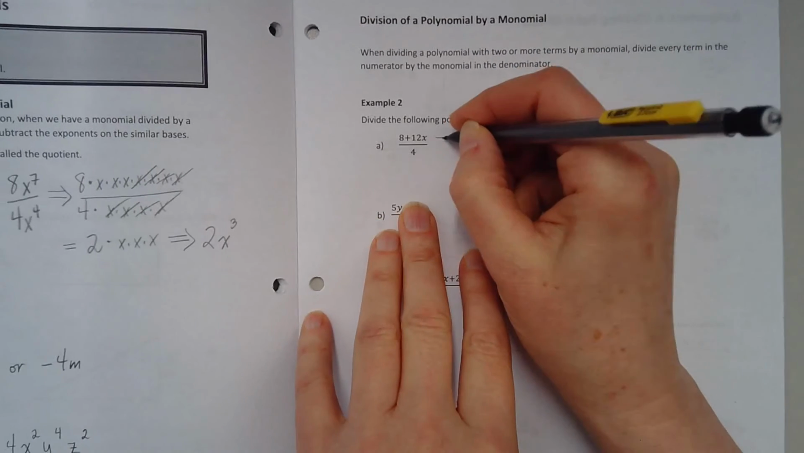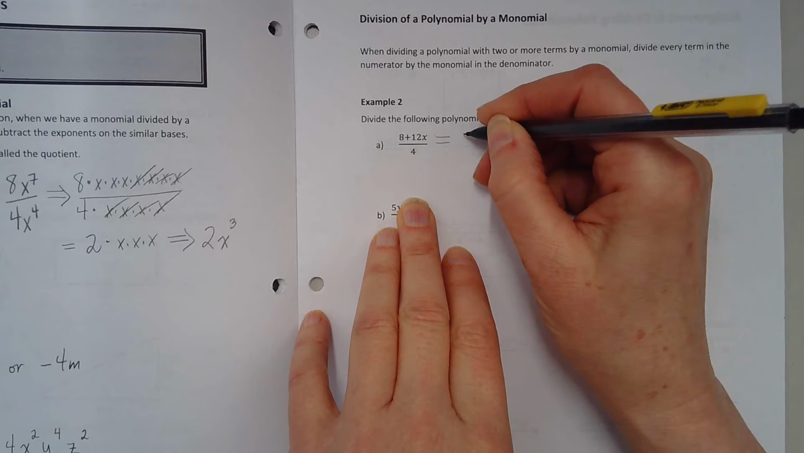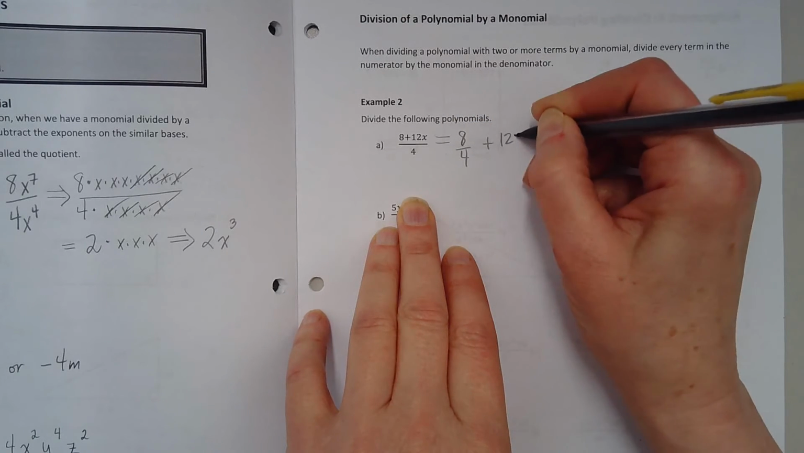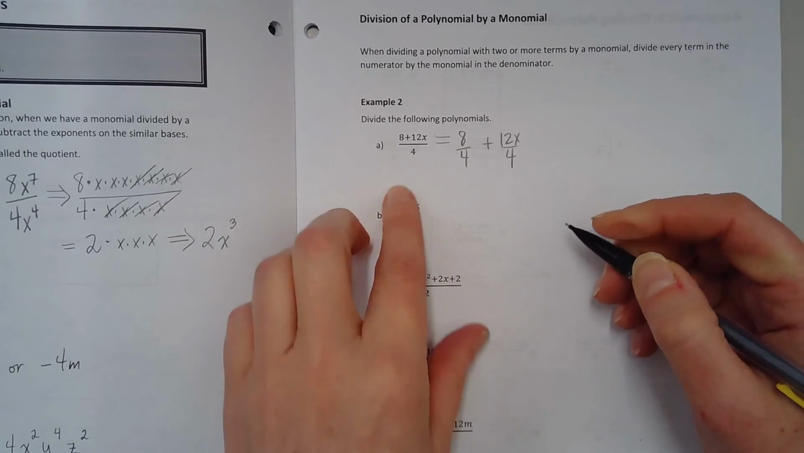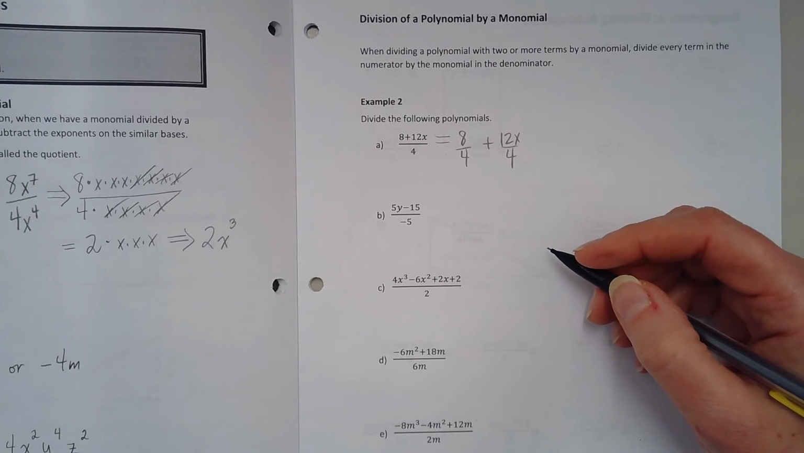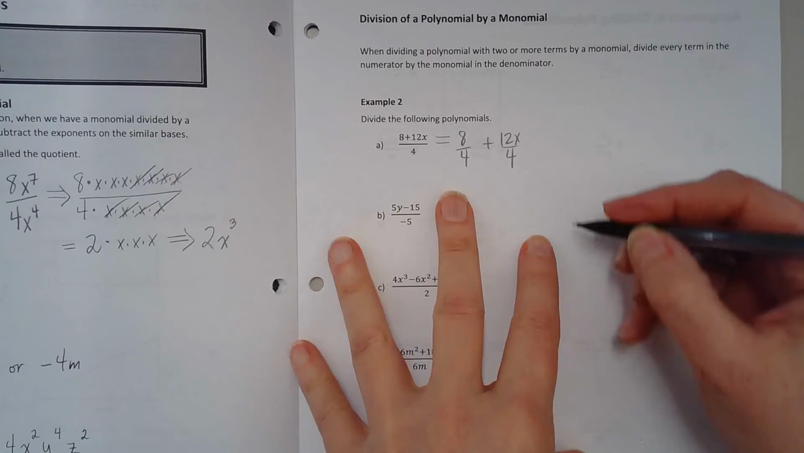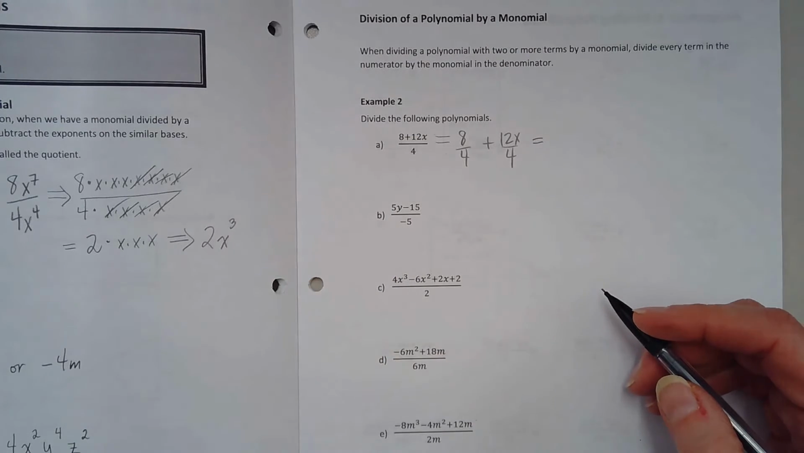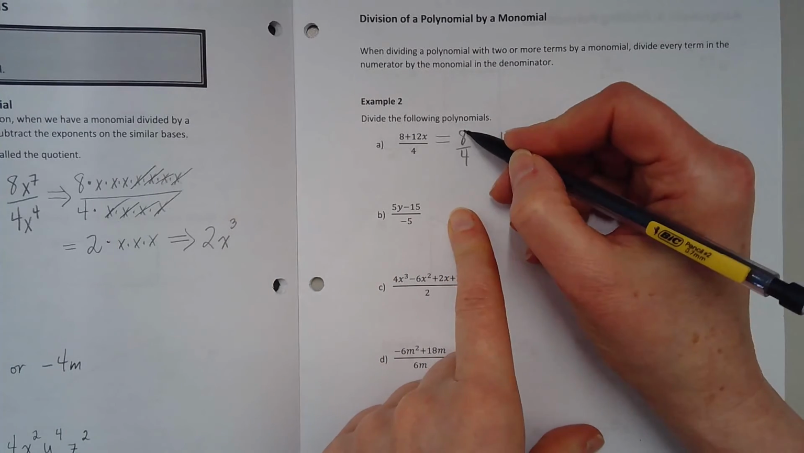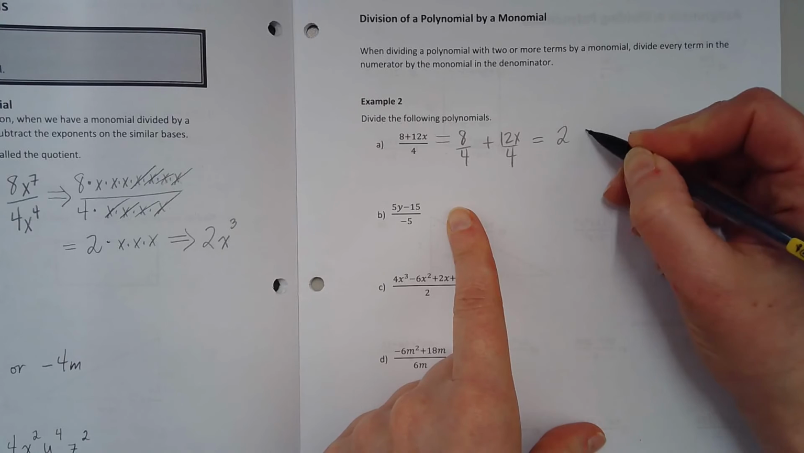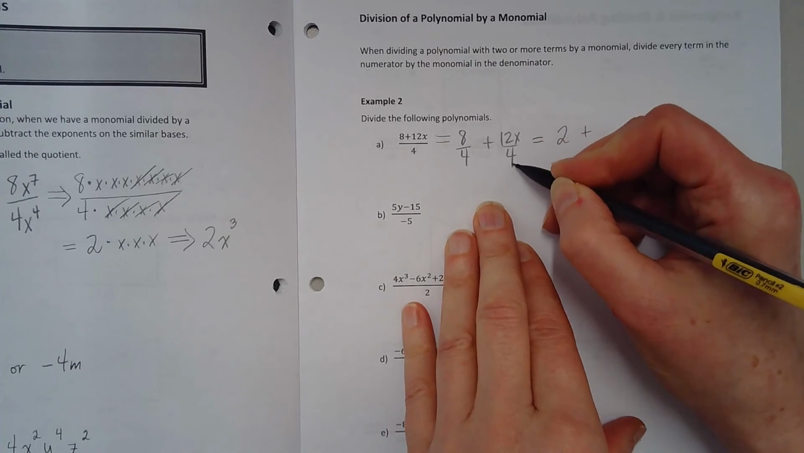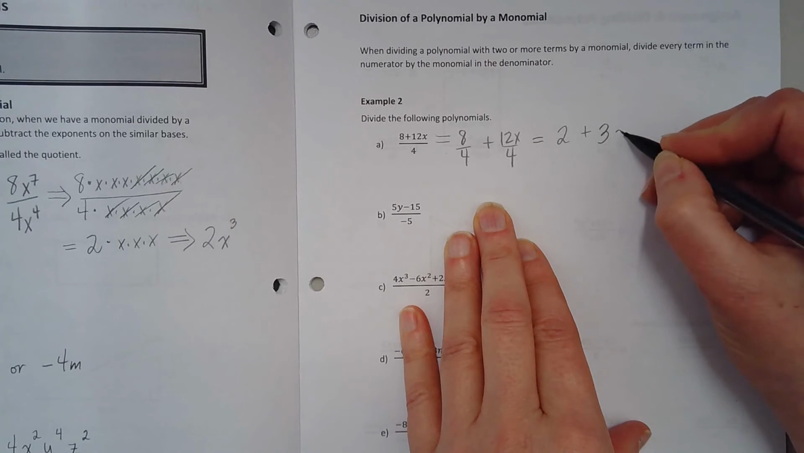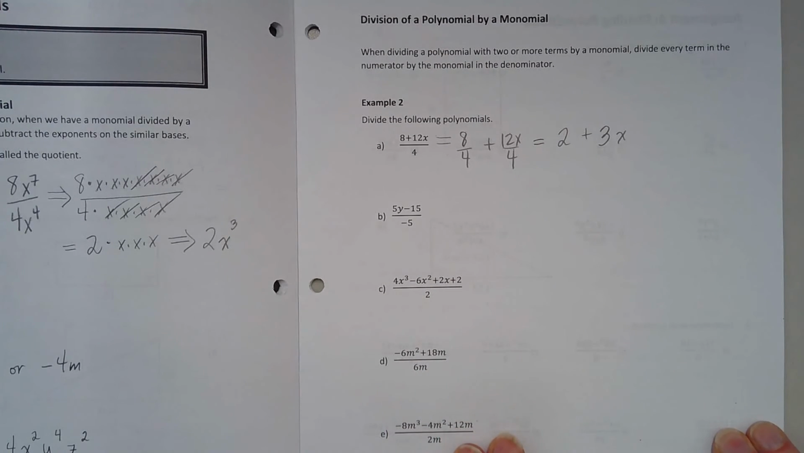What this means is you have to divide each piece by the denominator. So that's what this really means. When you're dividing, if you've got 2 pieces on the top, your answer is going to consist of 2 pieces, right? So I have 8 divided by 4 is 2. 12 divided by 4 is 3. There's nothing to cancel that x out, so it just gets recorded as 2 plus 3x.